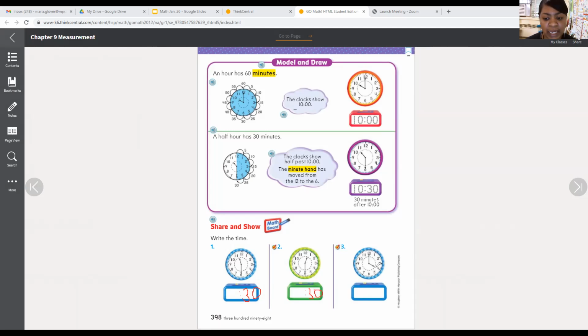Now let's look at number 3. Now my minute hand is on the 12. So I know it's exactly on the hour. So it is o'clock. Now I'm going to take my pencil and I'm going to make a hook. Okay. So I'm going to hook it around this number. So what time is it? That's right. It is 11:30. So my hook is around that 11.